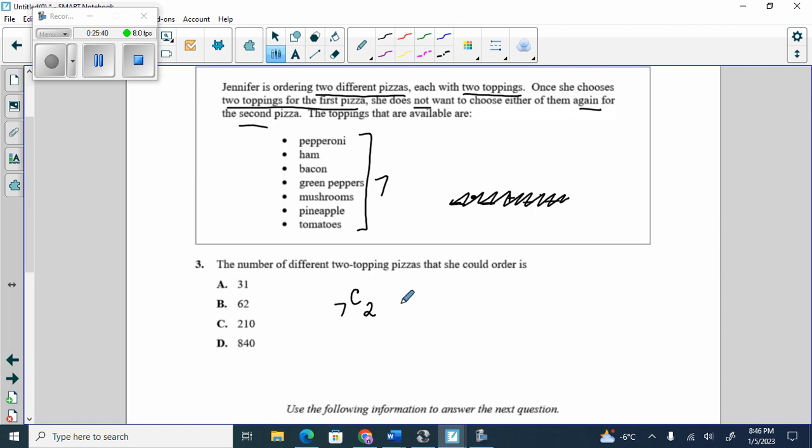So once she chooses 2 toppings, we're ordering 2 different pizzas. So we don't want this pizza or this pizza. We want this pizza and the next one. So we're going to multiply. 7 C 2 times 5 C 2. And that gets us 210 because we want both pizzas. We don't want just one or the other. And so that's C. Remember, order doesn't matter. It's a C.